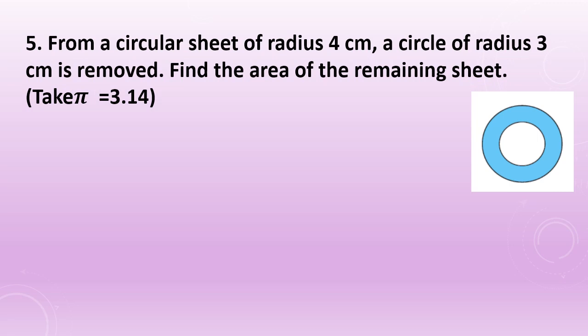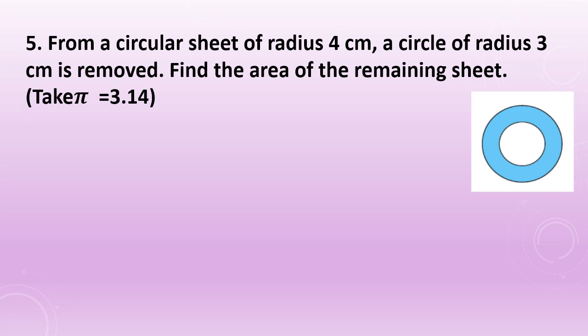Now we move to question number 5. From a circular sheet of radius 4 centimeter, here the figure is given, a circle of radius 3 centimeter is removed. This is a circular sheet and the circle removed is the inside one, which is of radius 3 centimeter. Find the area of the remaining sheet. So the area of the remaining sheet we have to find, that is represented by the shaded portion over here.